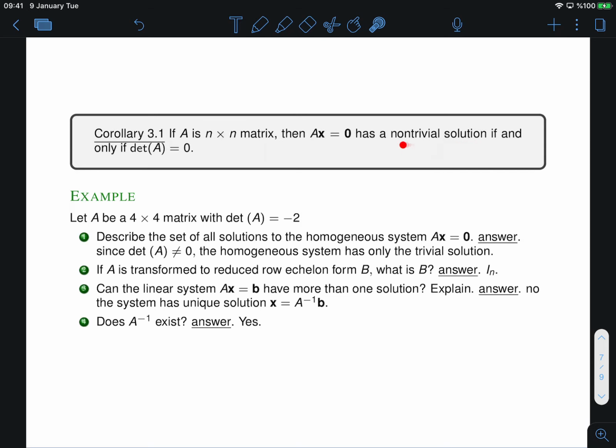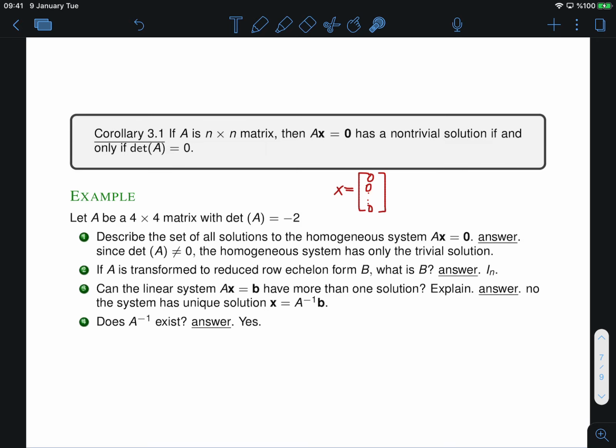So what does non-trivial solution mean? It means that there's a solution x where some of the entries are non-zero. If you remember, this equation always has the trivial solution, the solution where x is all zeros, 0 0 dot dot dot 0. If you put x equals this vector here, then it automatically satisfies this equation. Non-trivial solution means some of the entries here are non-zero. So this corollary says this is only possible if determinant A is 0.